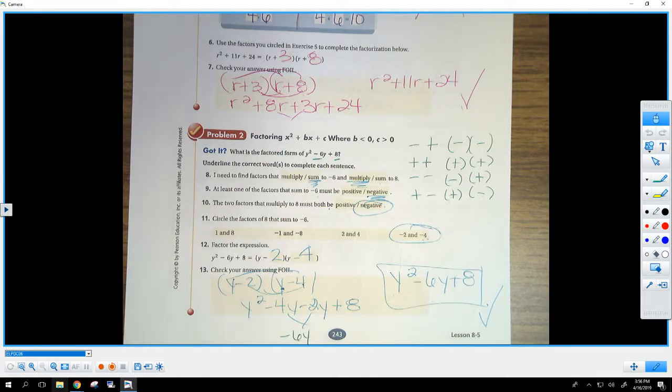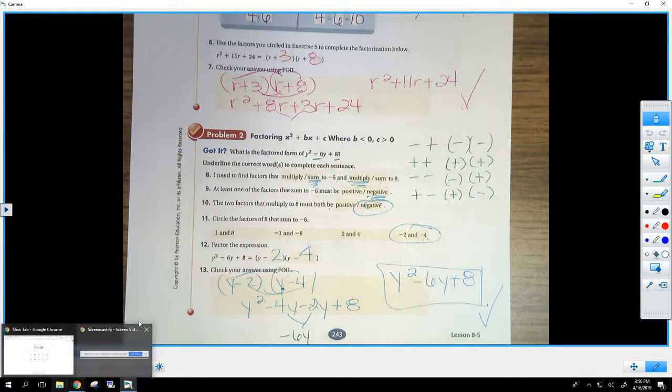Okay, so that is the basics of factoring trinomials. Good luck on the quiz.